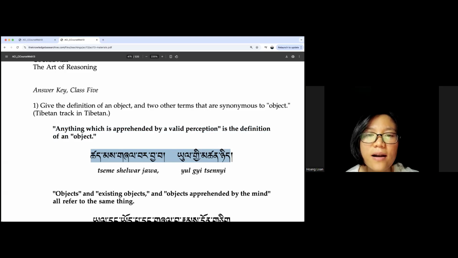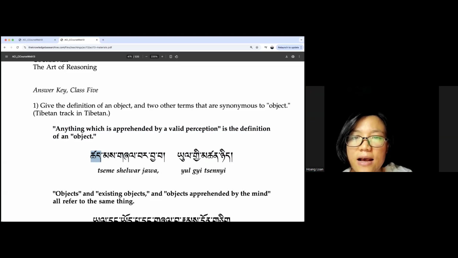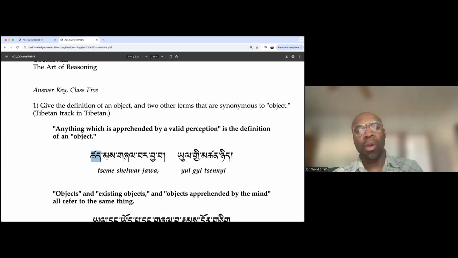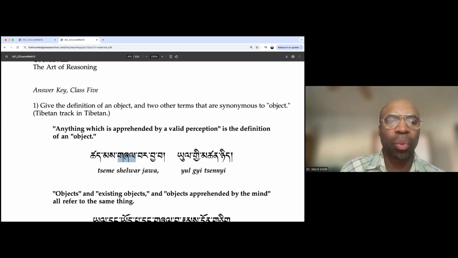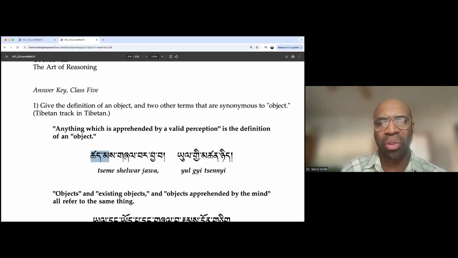Tema, that which is perceived as being knowable. Shel means weighable, measurable, literally. And tema also means something that can be measured, perceived. You'll get tenyi, the definition of an object.